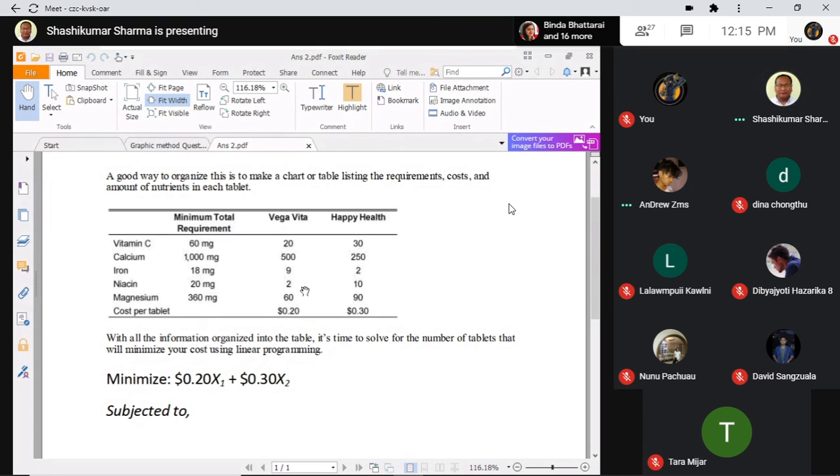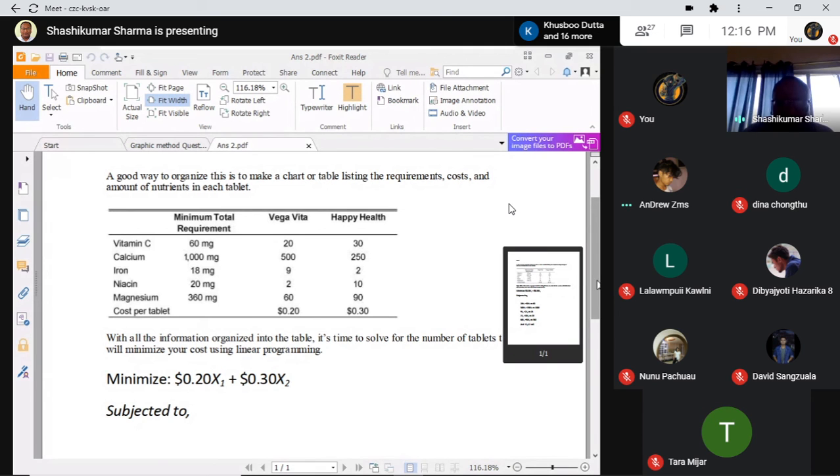Okay, and the problem was given there in the statement. Now we have written it in a table form. Viga Vita contains 20 milligrams of vitamin C, 500 milligrams of calcium, and 9 milligrams of iron, and so on. Similarly, Happy contains 30, 250, 2, and so on. And the cost of one tablet is 20 cents for Viga and 30 cents for Happy. Now, once you have this, you can easily convert it into a linear programming model. So how do we do that?